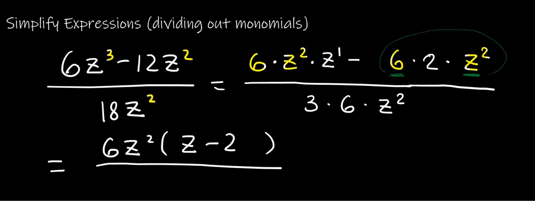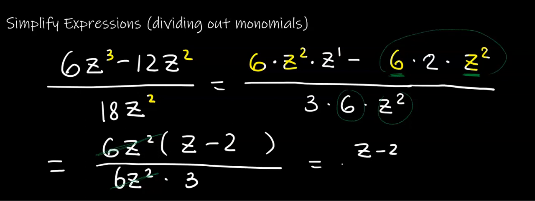And look at this denominator. After we have 6z to the second power, I'm going to just put it in front, 6z to the second power times 3. I put it in the front, so it's really easy for us to see, oh, this monomial can be divided out. So after we divide it out, we have z minus 2 over 3. Now it is indeed the simplified expression.